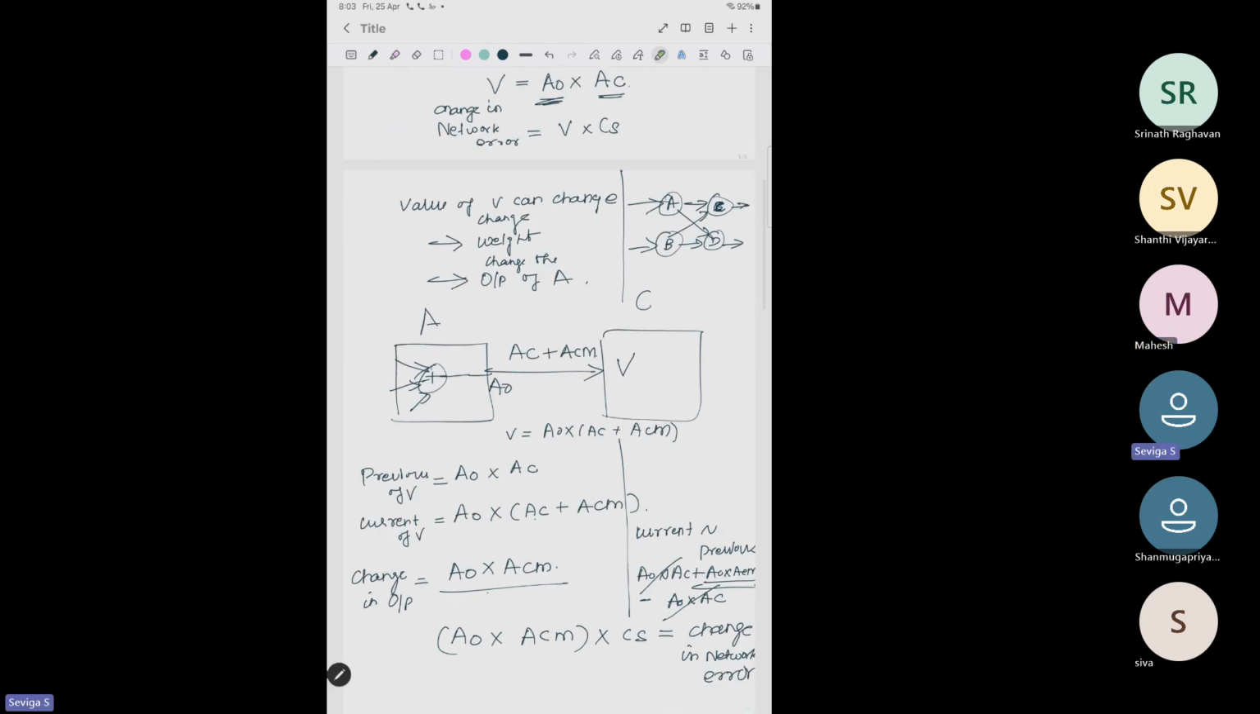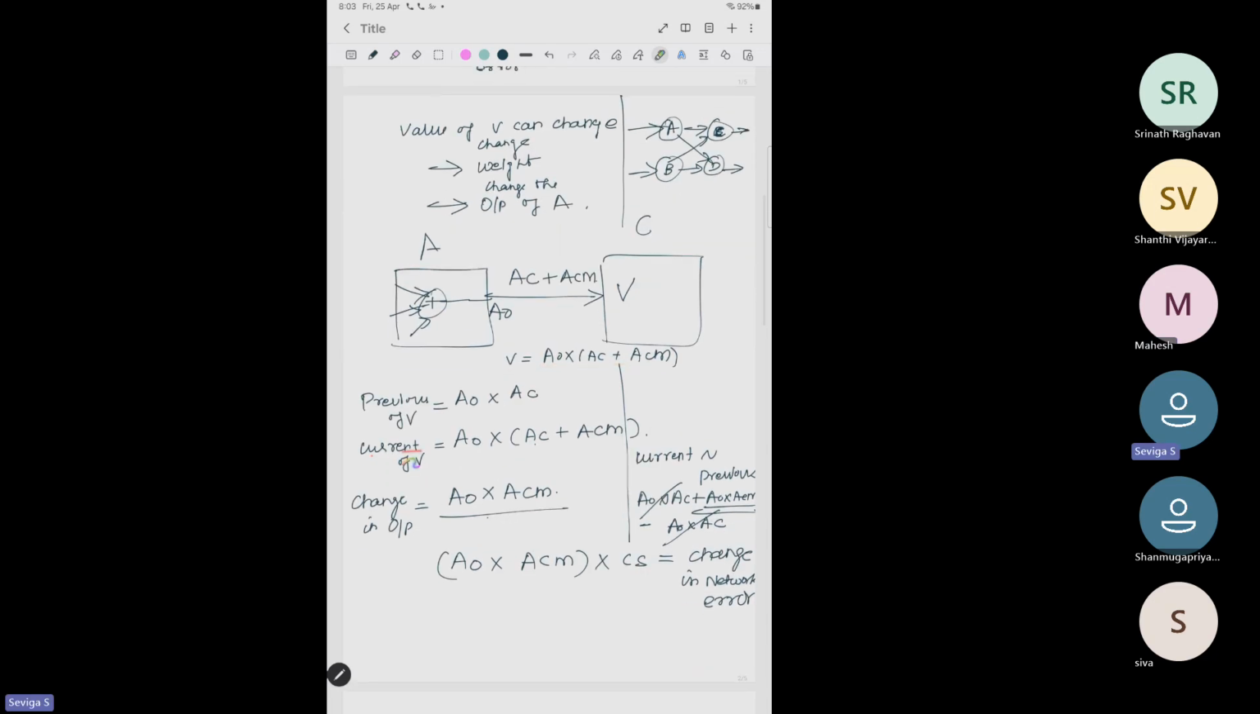If I add ACM, what will happen to V? V is nothing but A naught into (AC plus ACM). This is the current value of V. The previous value was A naught into AC. V is the value which is entering into C. So previously the outcome was A naught into AC. Now the outcome is A naught into (AC plus ACM).